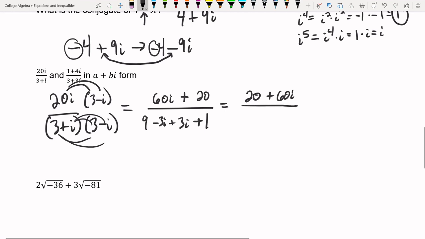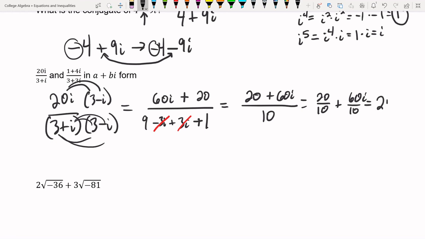And on the bottom here, you see what's the important part. The conjugate pair will always cancel the i terms, meaning you only have a real number in the denominator. You never have the complex number in the denominator. And 9 plus 1 is 10. Now we can divide out the 10 from both of the terms, and we get 2 plus 6i, which is in the correct a plus bi form.